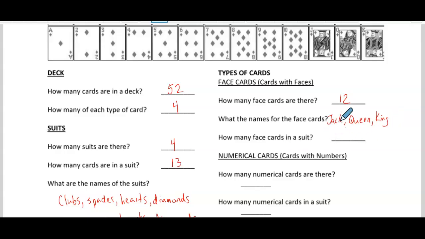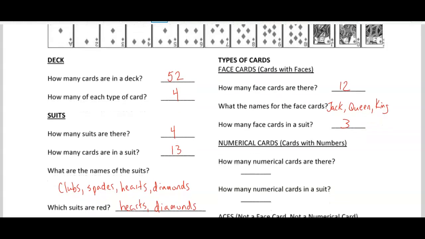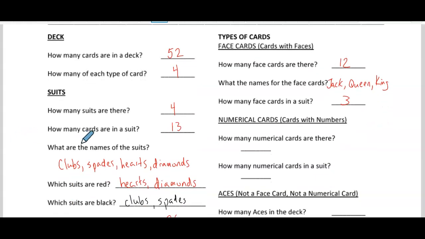How many face cards in a suit? There's 1, 2, 3 per suit. Okay, so that's the term there that you'll see come up, face cards. And numerical cards, cards with numbers. So that would be the ones that don't have an A on them for ace, don't have a J, a Q, or a K. So all the number ones, from 2 to 10. So that's a total of 9. And so that's per suit, right? There's 9 per suit, but there's 4 suits, so a total of 36 numbered cards in the deck.